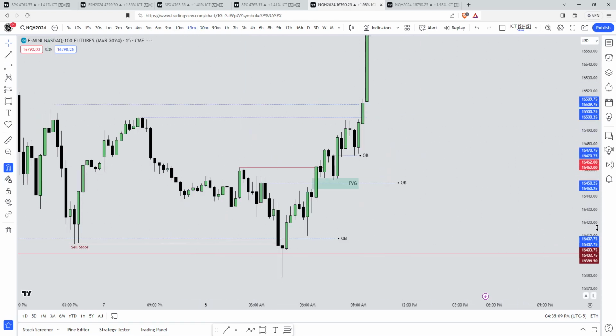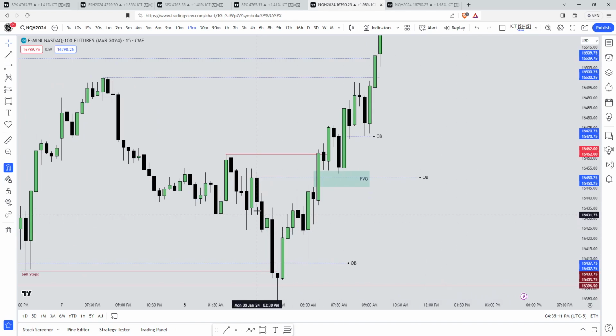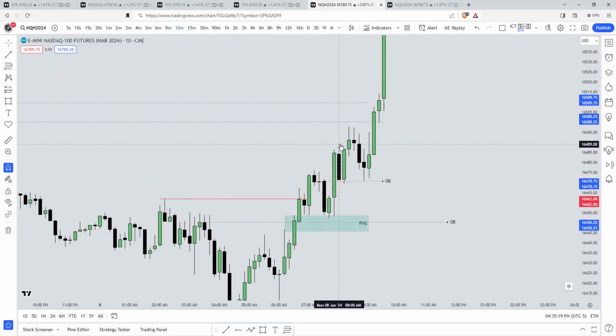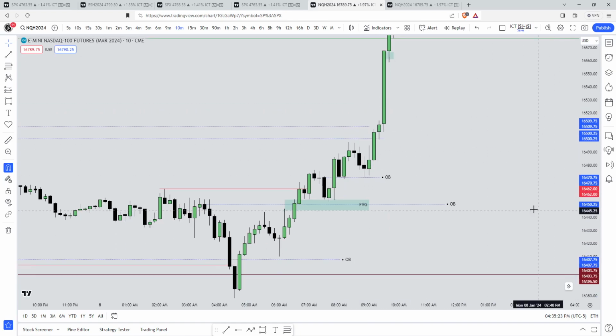Price starts to expand over that with speed. If I look on a 15-minute time frame, what is it also doing? It's expanding over this high and respecting this bullish fair value gap. Trades up higher again. If we look at a 10-minute, it returns back to this down close candle, and then it starts to expand higher.